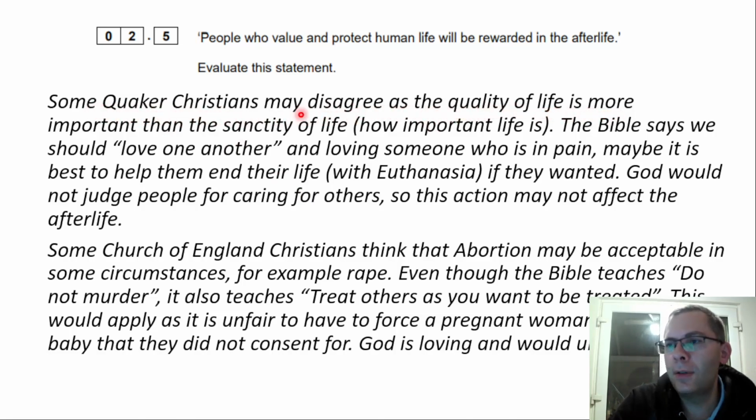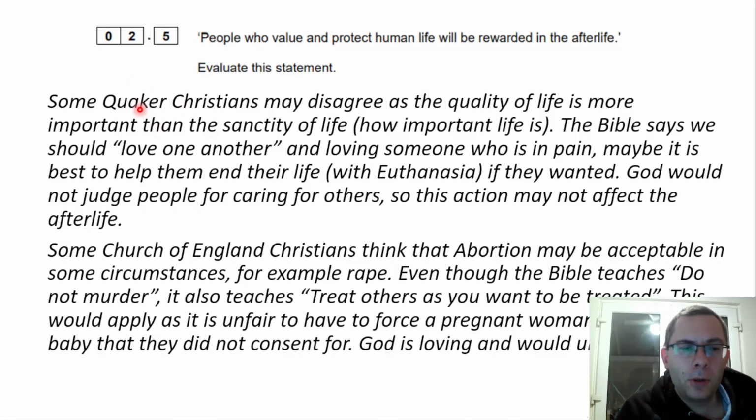the quality of life is more important than the sanctity of life. How important life is. So I've got a key term in there. The Bible says that we should love one another, and loving someone who is in pain, maybe it's the best to help them end their life with euthanasia if they wanted. God would not judge people for caring for others, so this action may not affect the afterlife. I've gone with Quakers because they say love is the most important thing. It's a really good opposite from Roman Catholics.